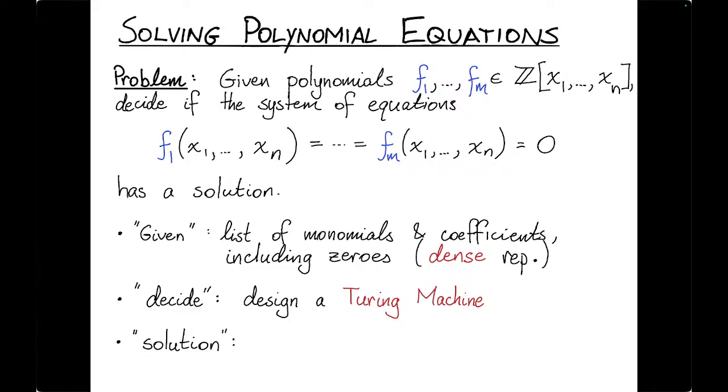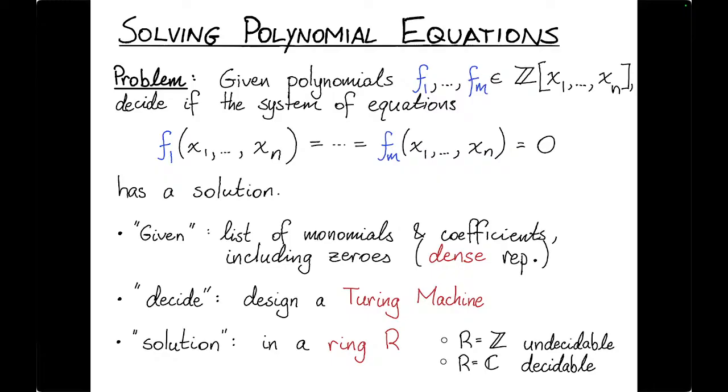And finally, when I say a solution, there's some ring R where we care about finding these solutions. And where we're looking for the solutions really changes the complexity of this problem. If I ask you, say, for integer solutions, well, this is an undecidable problem. But instead, if I ask you for complex solutions, then this problem becomes decidable. And so often in this talk, we'll look for solutions in the complex numbers or more generally in an algebraically closed field.